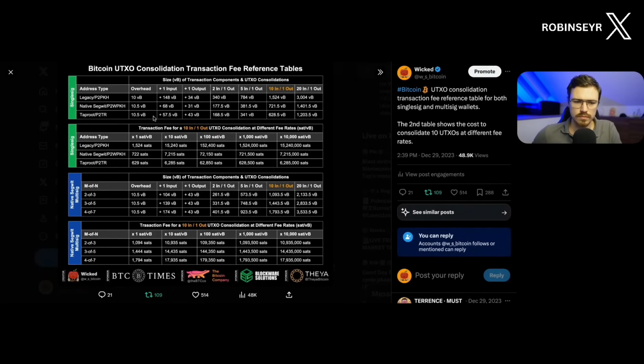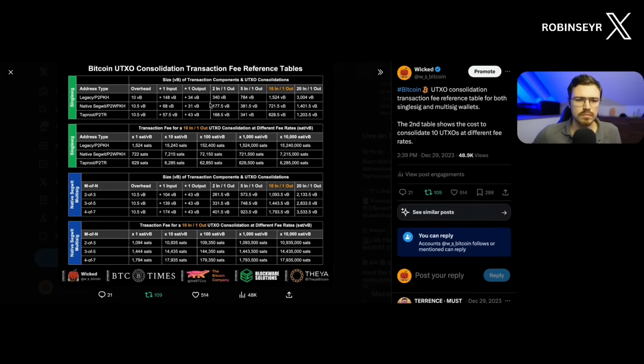There's a little bit of overhead in each of them, meaning some standard data that's required for the transaction. And then here is the amount of data required for every input that you add to the transaction and the amount of data required for every output that you add to each transaction.